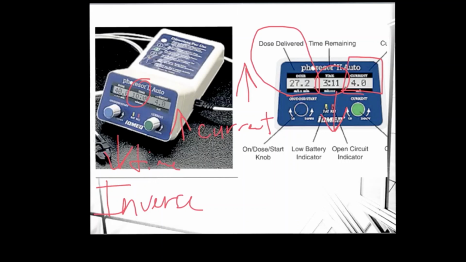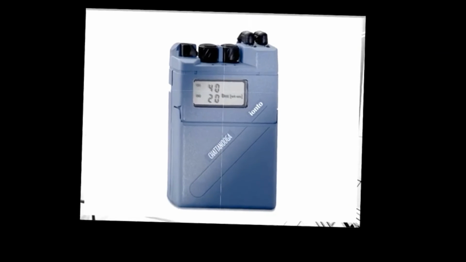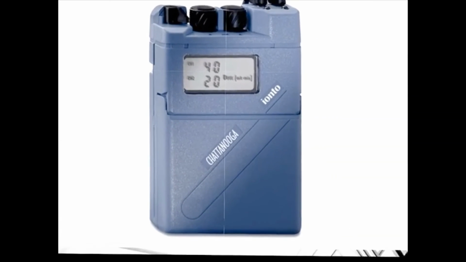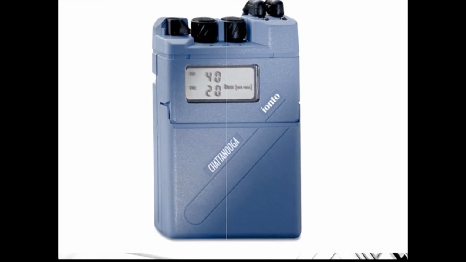And then we'll go over this in lab, but this is the basic overview. Now, this is another type of machine. This is the Chattanooga Dual type machine. So you have two channels, channel 1, channel 2. You can see channel 1, channel 2.